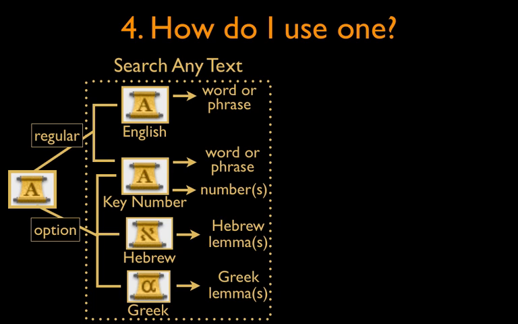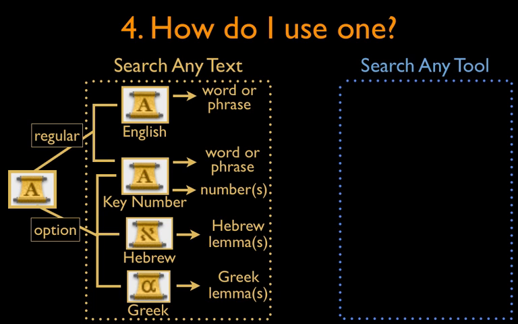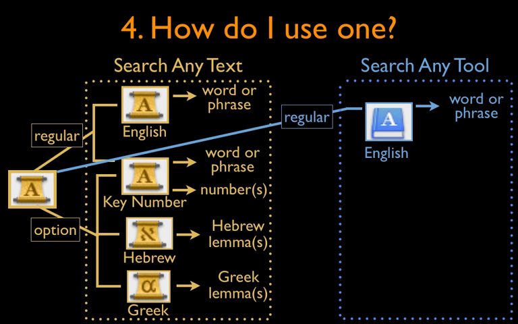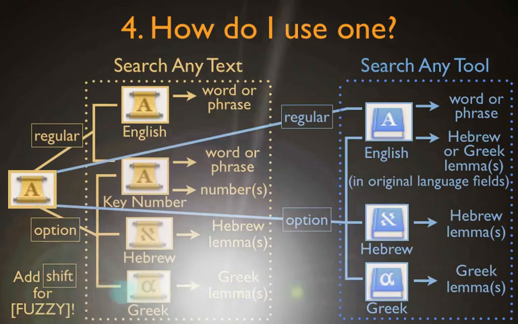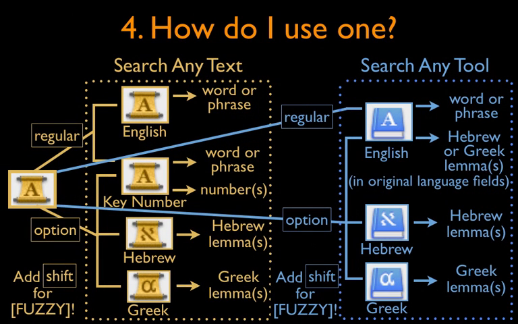The same methods are used to access tools, even original language tools. Click to search for the word or phrase in an English tool. Option click to search for the Hebrew or Greek lemmas in any tool that has an original language search field, even original language lexicons that have not been tagged with key numbers. Add the Shift key to any of these operations, and you can perform a fuzzy search just as easily. Dr. Strong would have been so proud.